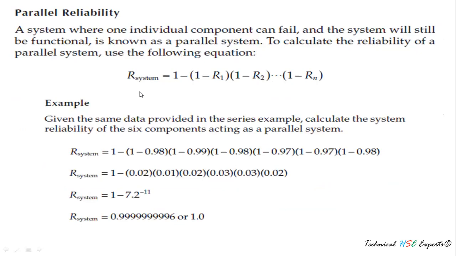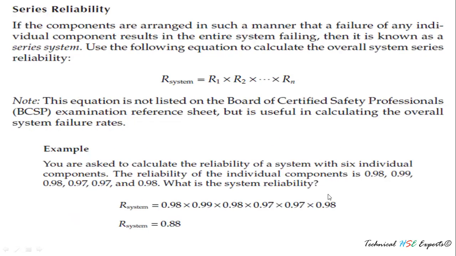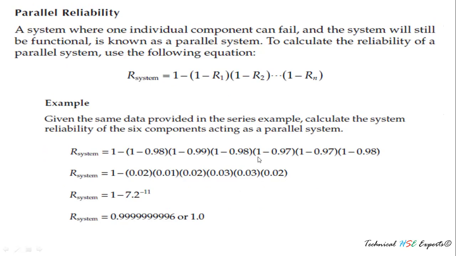Now let us see about parallel reliability connection. See the example. Given the sample data provided in the series example, calculate the system reliability of a six component system acting as a parallel system. They use the same question, but they are just altering the connection. They are doing it in parallel connection. So we will utilize this formula. Then you see the output. It's almost 100%.